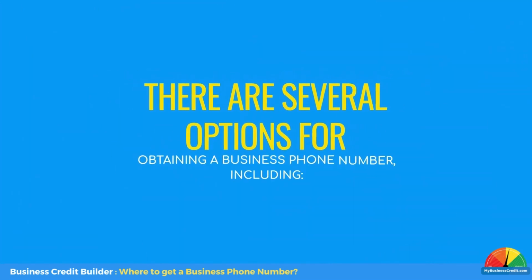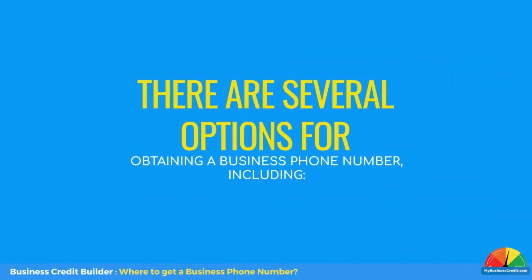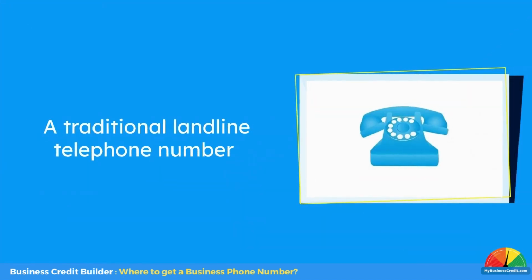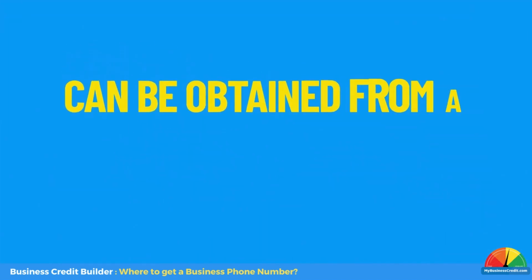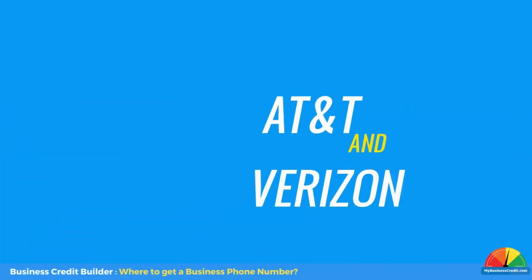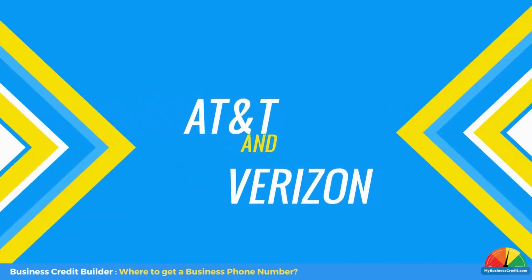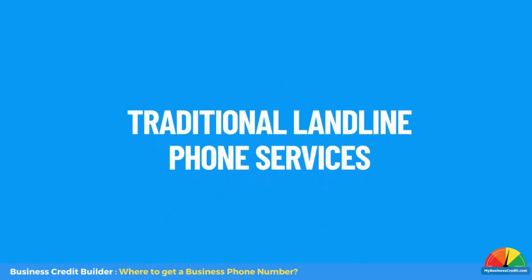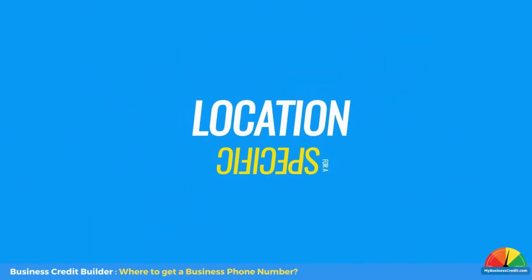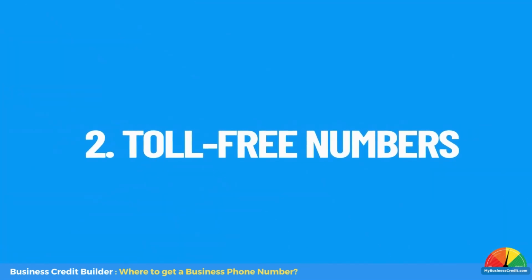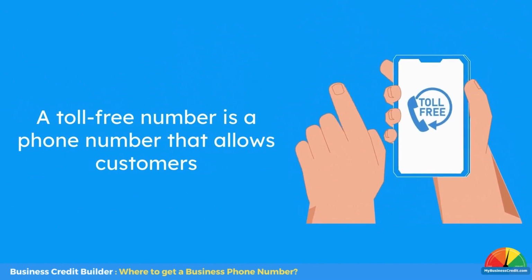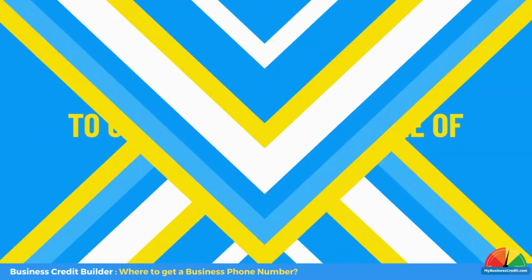There are several options for obtaining a business phone number, including 1. Landlines. A traditional landline telephone number can be obtained from a local telephone company. AT&T and Verizon are two popular examples of local telephone companies that offer traditional landline phone services for a specific location. 2. Toll-free numbers. A toll-free number is a phone number that allows customers to call the business free of charge.